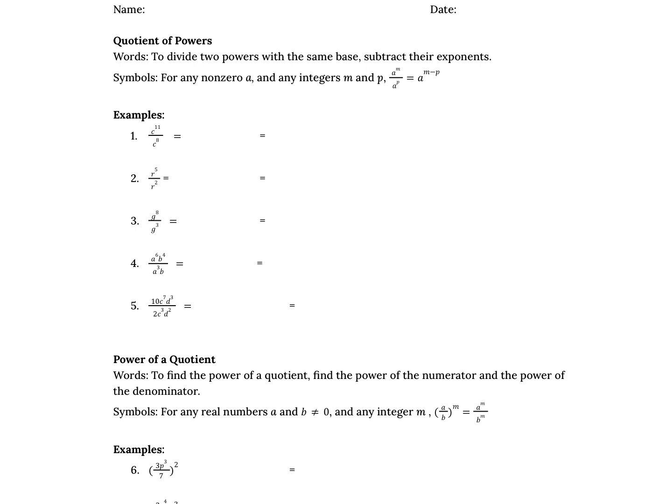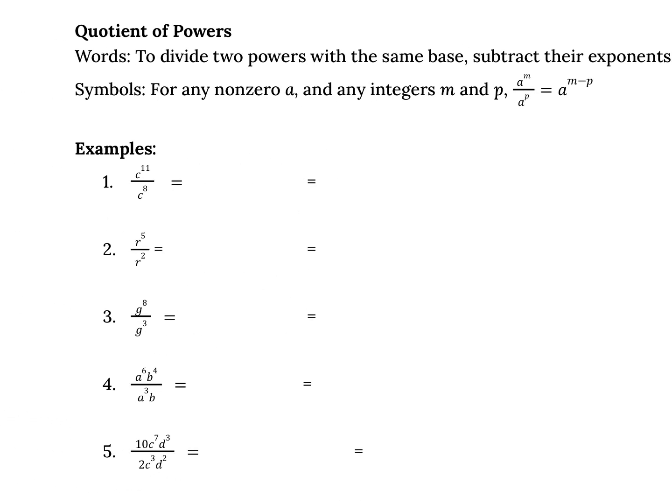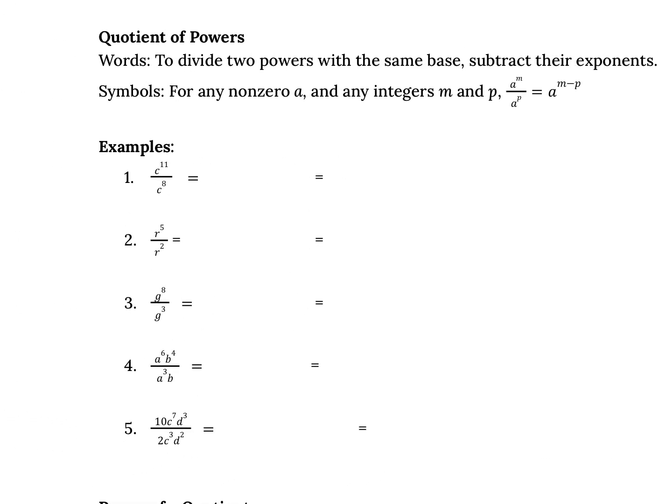So we went over the product property and we went over the power property. So in the product property, we added our exponents together. In our power property, we multiplied our exponents together. Our quotient of powers, so our quotient property, we're going to subtract our exponents. Okay, so if we are dividing two powers, we are going to subtract their exponents.